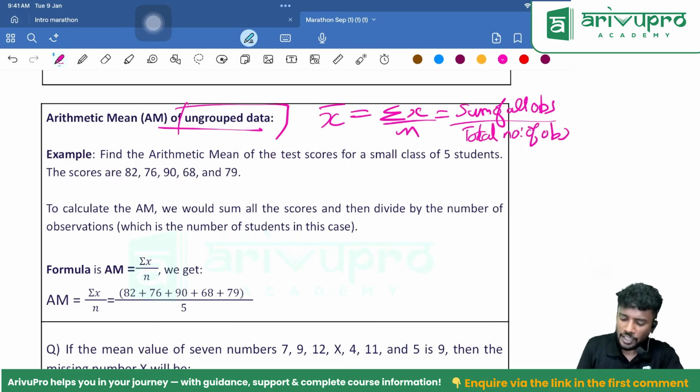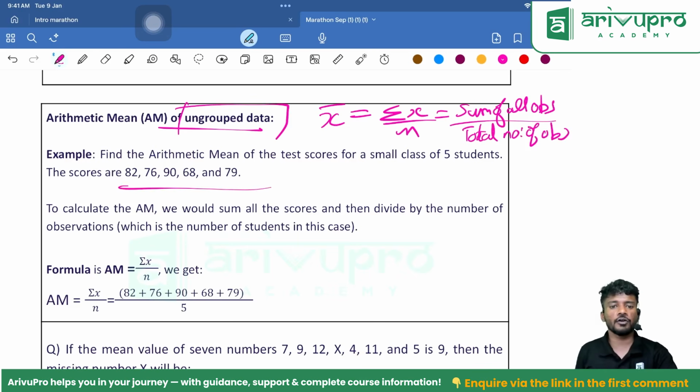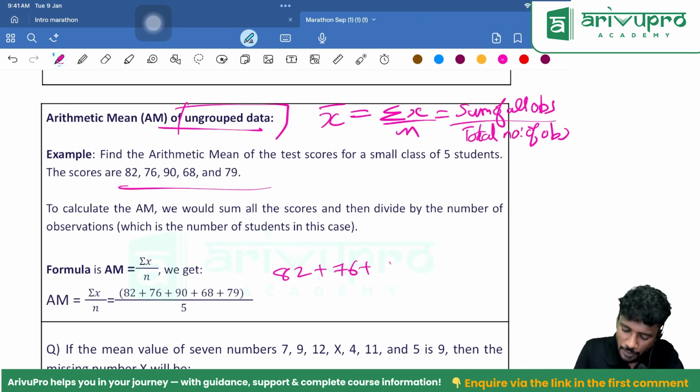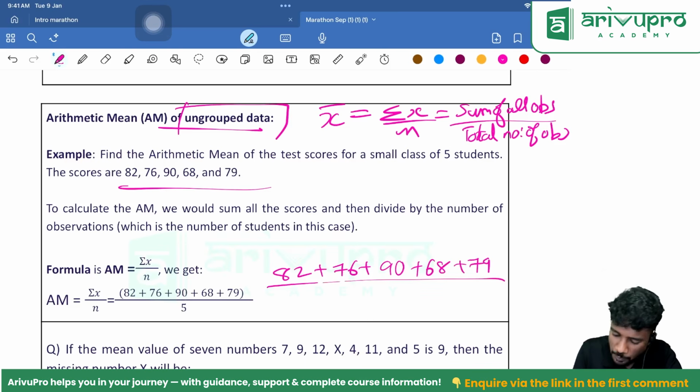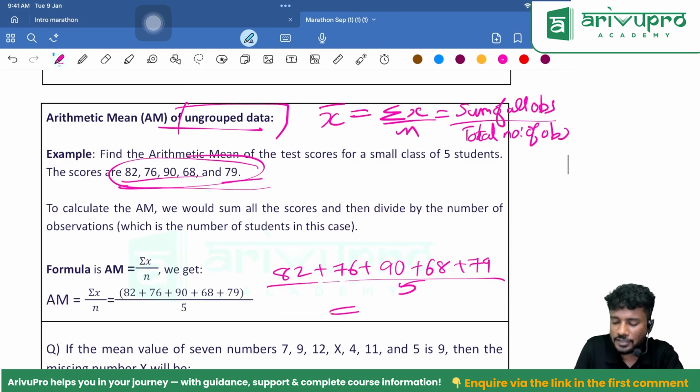Now look here. What is the sum of all the observations in this question? That is 82 plus 76 plus 90 plus 68 plus 79. The entire thing is divided by the number of observations, which is 5. How much is the answer? 79. Exactly 79. Perfect.